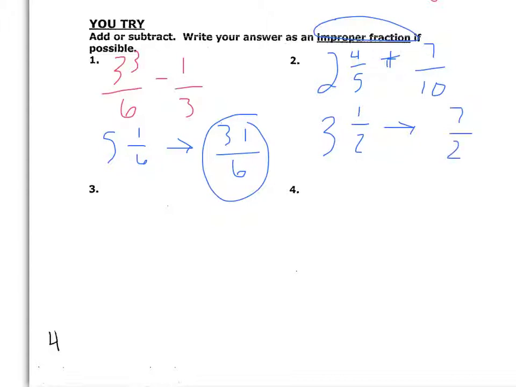Okay. Now the two that I want you to practice by yourself are 7 minus 2 4/5 and 7/3 plus 3 3/4.